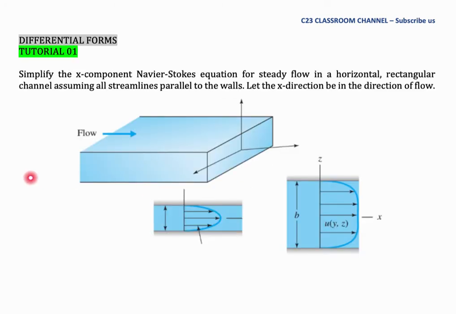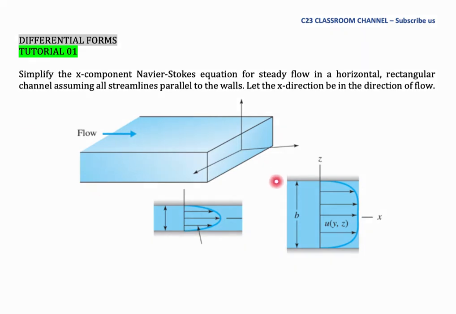So this is tutorial number 1. The question is: simplify the x component Navier-Stokes equation for steady flow in a horizontal rectangular channel, assuming all streamlines are parallel to the wall. Let the x direction be in the direction of flow.